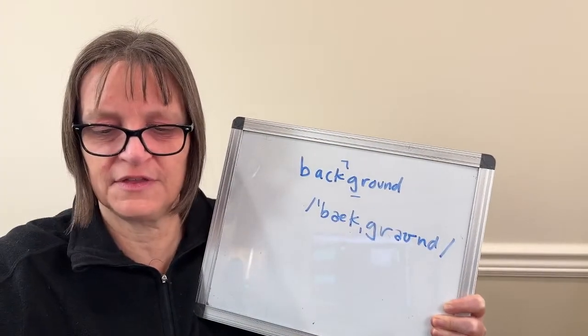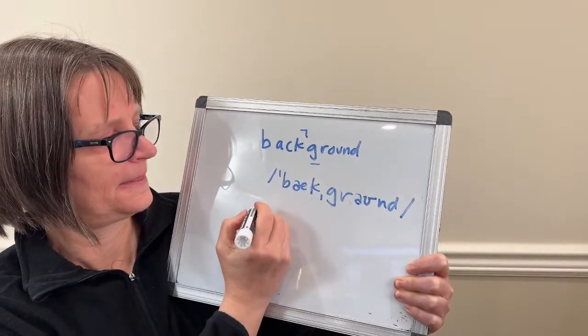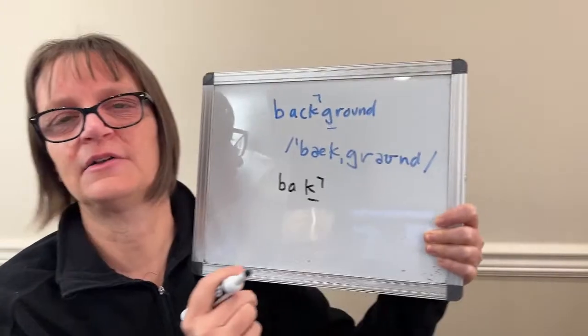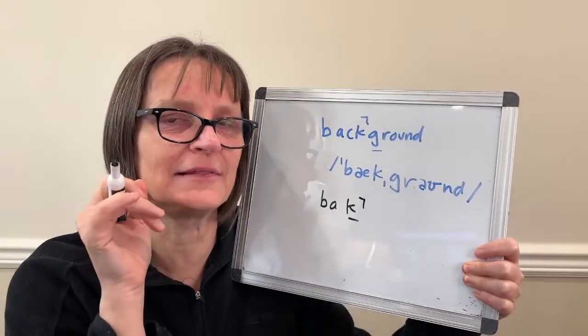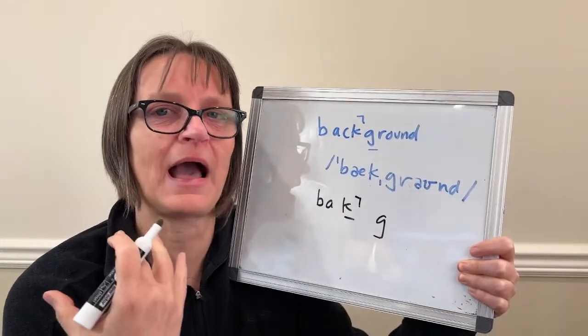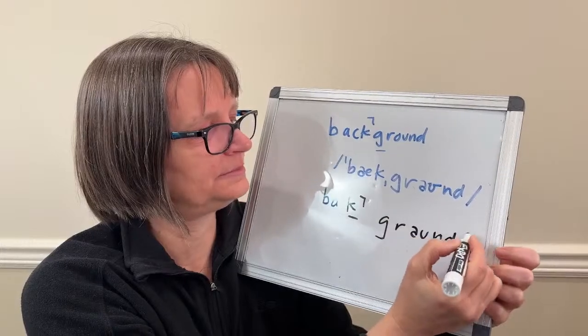And the way you'll hear this come out is it's going to sound a little bit like back, but we're not going to let that K out. So rather than back-ground, which would break up the word, I'm going to say back, lift up for that K, and then just release into the G. Background, background, background.